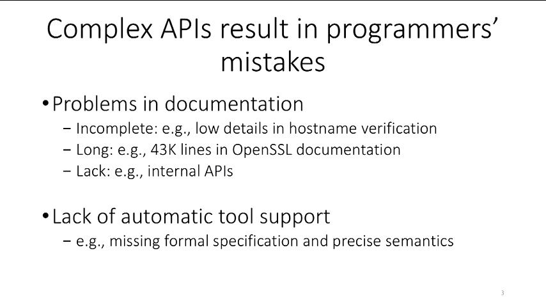Complex APIs result in program mistakes. It is caused by problems in documentation. Documentation is incomplete. For example, people mentioned that the documentation of hostname verification in OpenSSL is not detailed enough. And it is too long to read and understand it all. And there are some internal APIs which don't have any documentation. And more seriously, there is no automatic tool to support programmers. Most tools require some formal specification and precise semantics, but in reality, most APIs lack them.